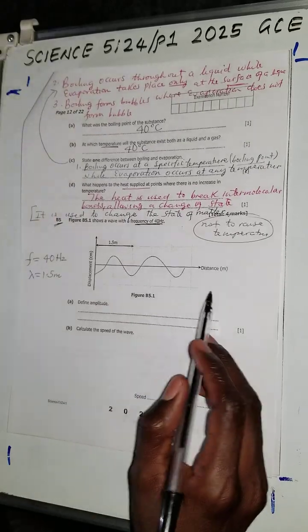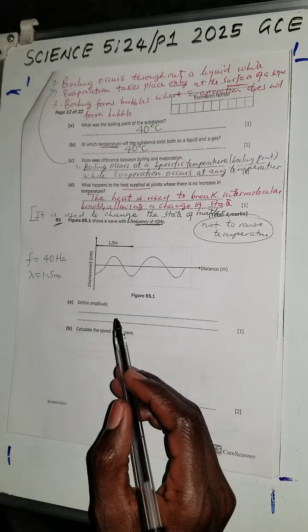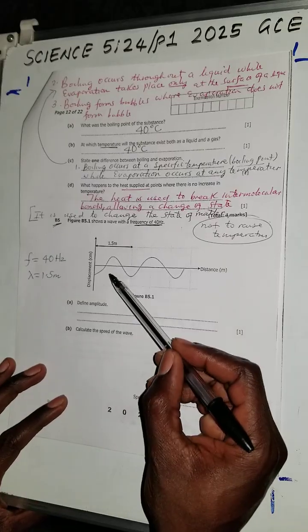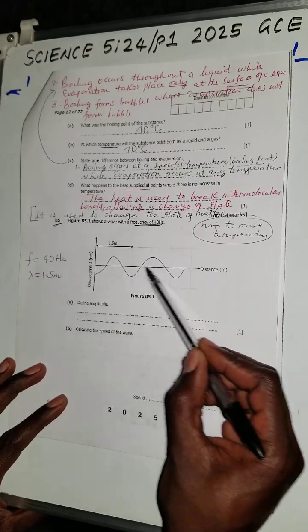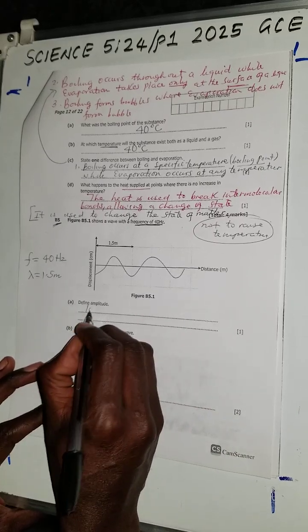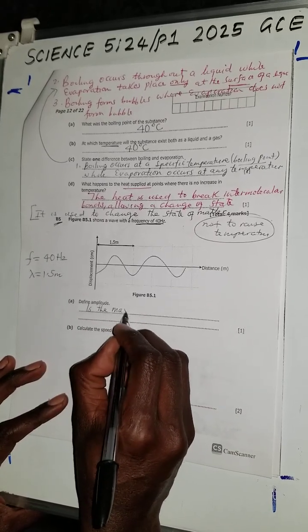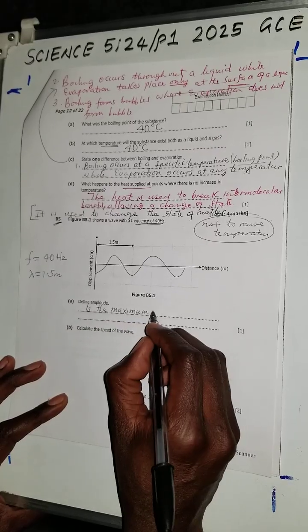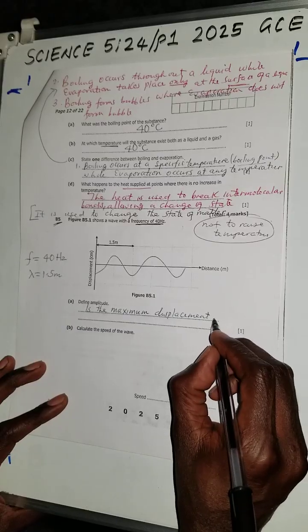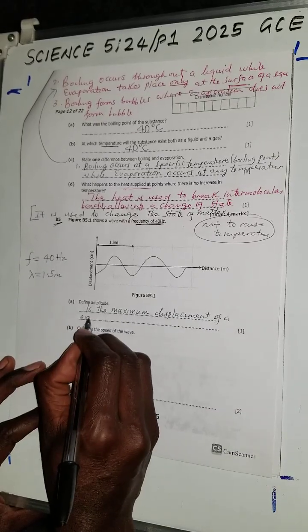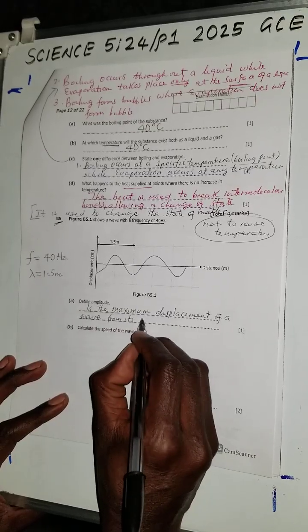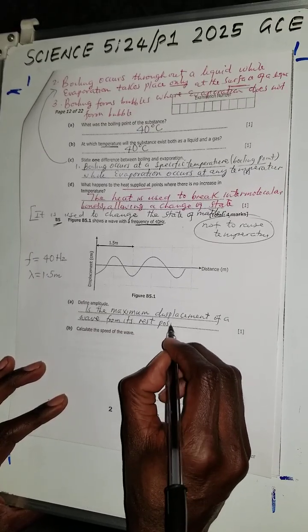Then the question says define amplitude. So they want us to define what is the amplitude. So when I look at the amplitude, it is simply the maximum displacement of a particle from this point, the rest position, to its highest point. Or you can simply say amplitude is the maximum displacement of a wave, if you want, or a particle of a wave, from its rest position or equilibrium position.